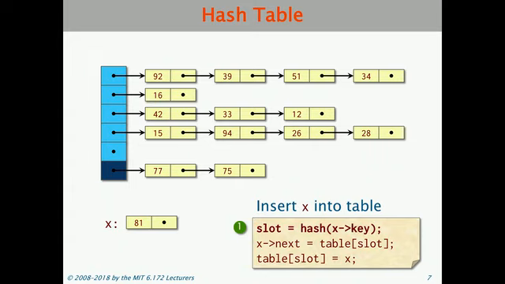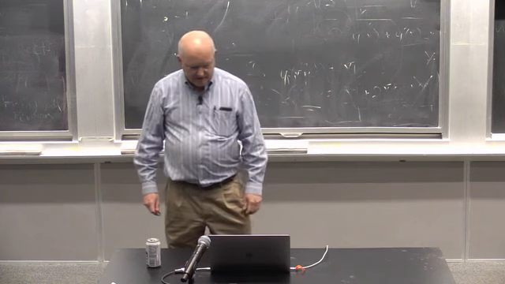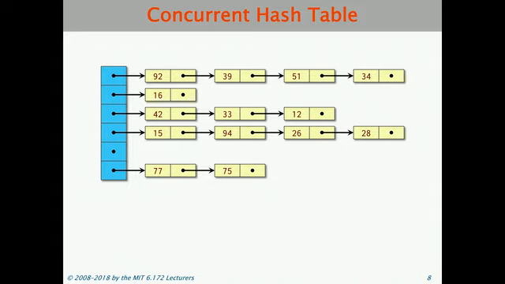And so now what I do is I make the pointer of x go to the first element of that list, and then I make the slot value now point to x. And that effectively, with a constant number of operations, inserts x into the hash table, and in particular into the linked list in the slot that it's supposed to be. Okay? This is all familiar, right? Okay? So now, what happens when you have multiple parallel instructions that are accessing the same locations?